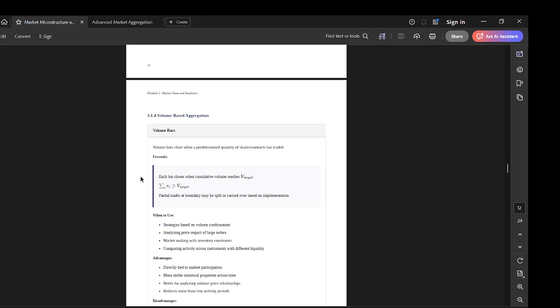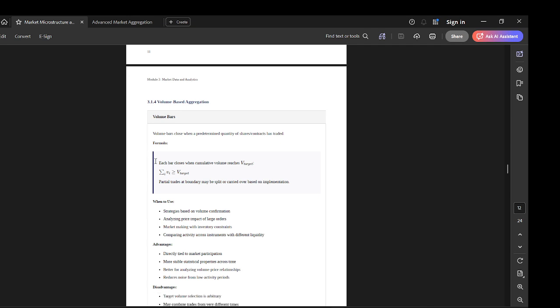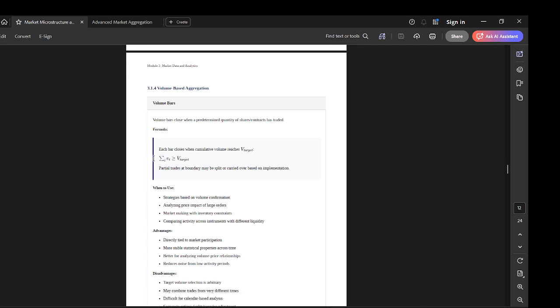where we left off on the previous video, volume bars. If you don't remember or haven't watched the video about what you see is what you trade, I recommend going back at that, but I'm going to touch on this right now. Volume bars close on a predetermined quantity of shares or contracts traded. The formula: each bar closes when cumulative volume reaches V sub target.